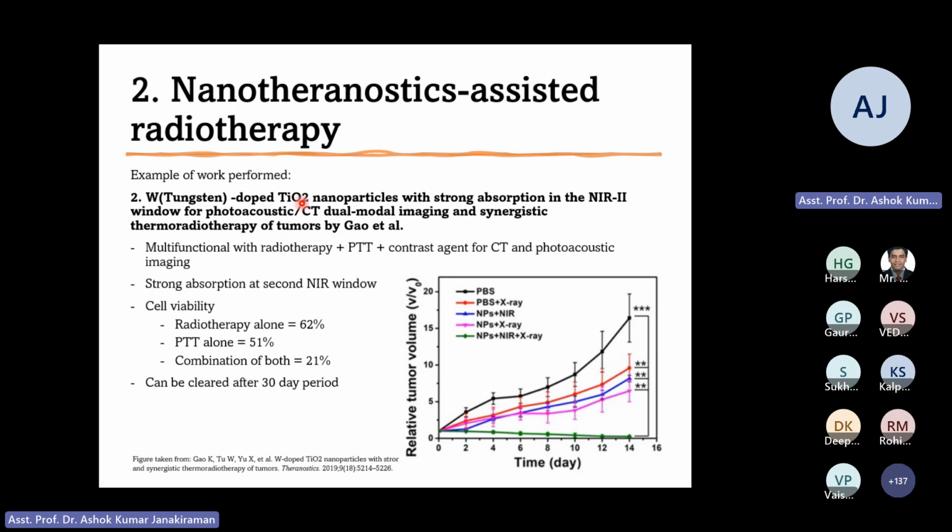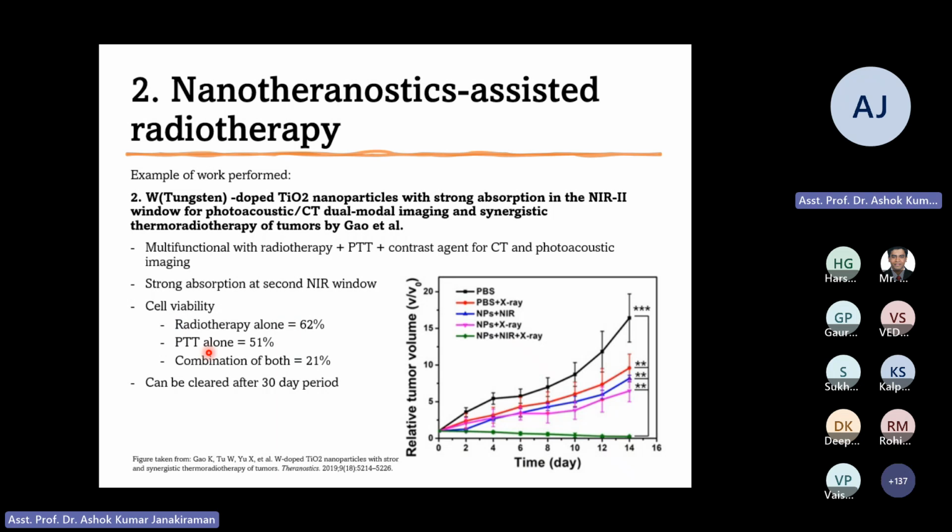Tungsten-doped titanium oxide nanoparticles with a strong absorption in the near infrared region 2 window for photoacoustic CT dual-modal imaging and synergistic thermoradiotherapy of a tumor by Gao et al. The author who invented this technique is Gao et al., in 2019. So the same concept which we saw in the previous slide.